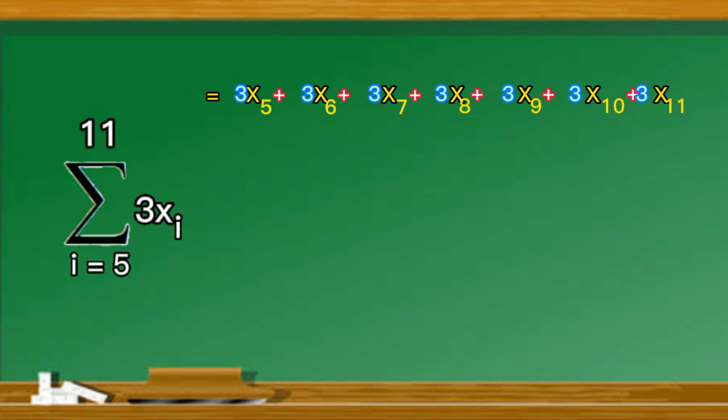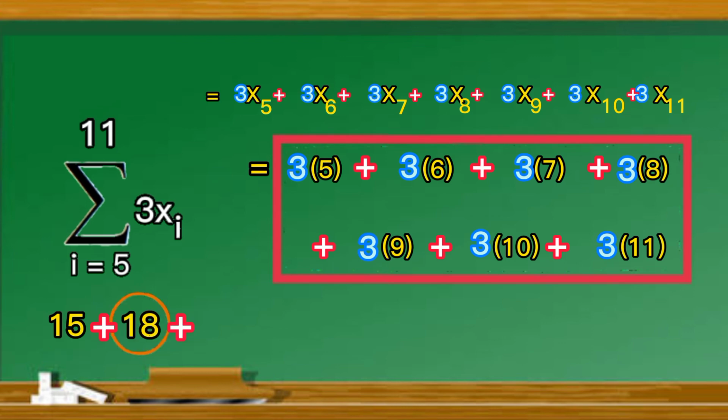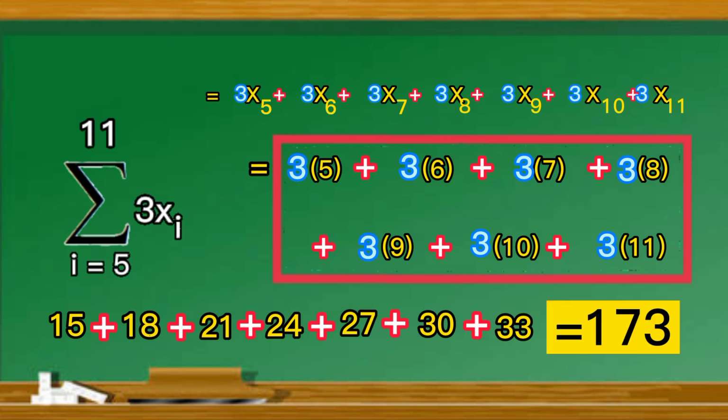Now, let us substitute the values of each x's. So, sa x sub 5, we have 5, x sub 6, we have 6, and so on hanggang sa x sub 11, we have 11. Then, isimplify natin each term. So, 3 times 5 is 15, 3 times 6 is 18, 3 times 7 is 21, 3 times 8 is 24, 3 times 9 is 27, 3 times 10 is 30, and 3 times 11 is 33. Ngayon, i-add natin lahat. So, 15 plus 18 plus 21 plus 24 plus 27 plus 30 plus 33 is equal to 173. So, ibig sabihin, the summation of 3x that is from 5 to 11 is equal to 173.